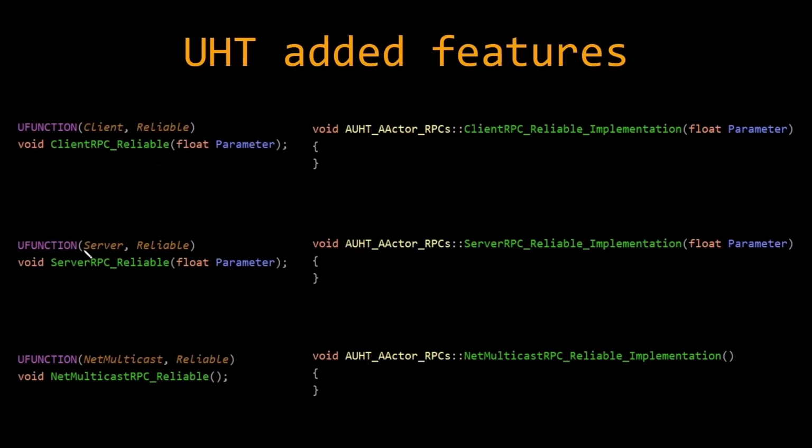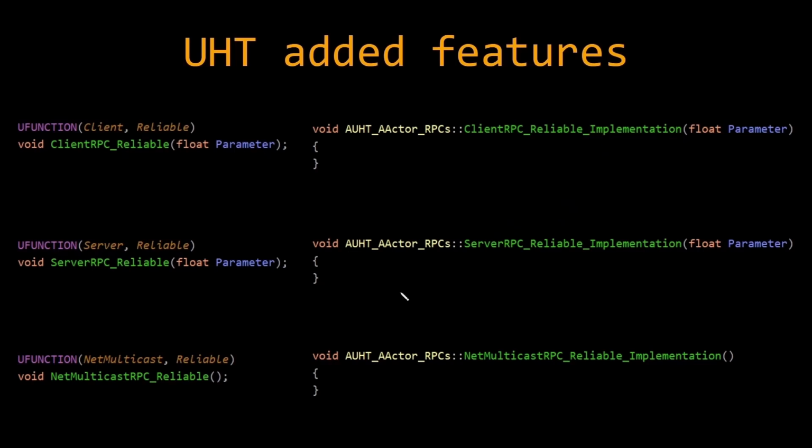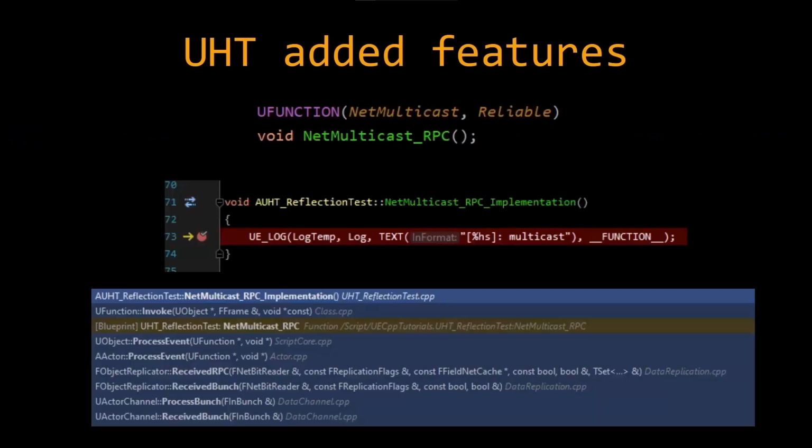We have things like RPCs that execute on the client, or execute on the server, or execute everywhere. And these functions get mapped to these underscore implementation functions. And it all seems rather automatic and magical if you're just writing the code. But if you drop a breakpoint here, you can see that there's a lot going on. So something has worked its magic here to make this work.